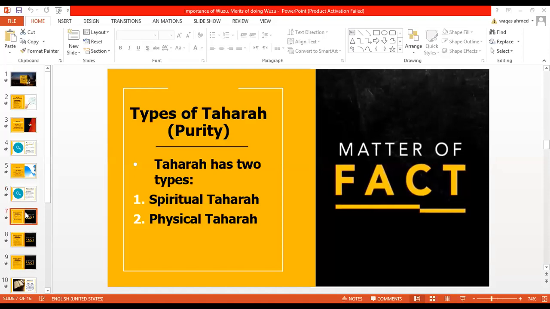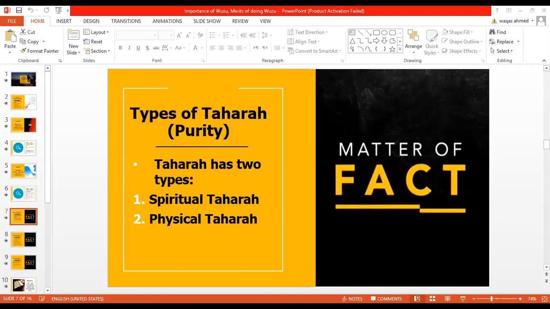Right. So let's move towards tahara, purity, and the types of tahara. As I told you, we'll be learning about the kinds of tahara. There are two types of tahara: the first one is called spiritual tahara, and the second one is physical tahara. So what is spiritual tahara? Let me take your answers first, and then I'll explain.